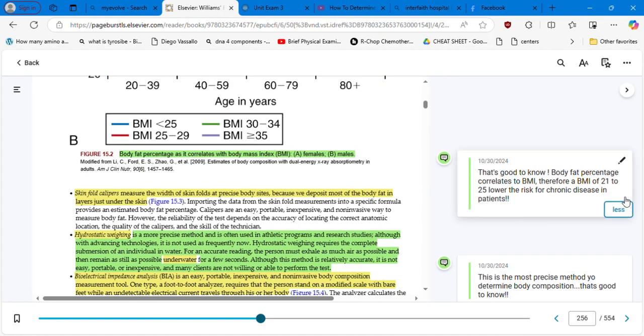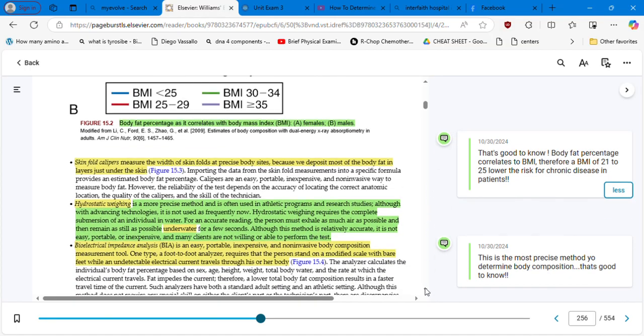And you have to remember that a BMI of 21 to 25 lowers the risk for chronic disease in patients. So the lower your BMI, the lower the risk for chronic diseases.